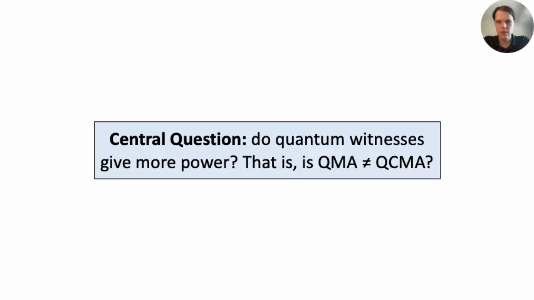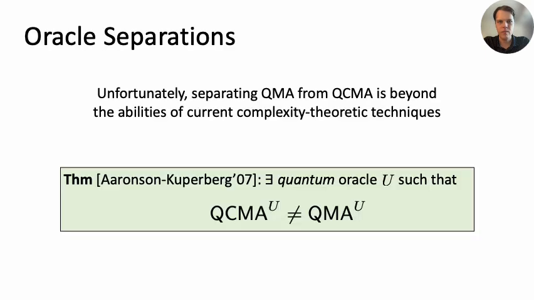So a central question in quantum complexity theory is whether QMA and QCMA are the same or are they different? In other words, do quantum witnesses give more power? Unfortunately, separating QMA from QCMA is beyond the abilities of current complexity theoretic techniques. And so we typically, in such a case, move to oracle separations. Oracle separations don't necessarily imply that the actual complexity classes are different, but they might be some indication.